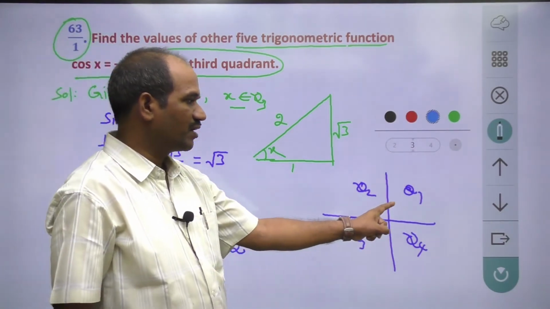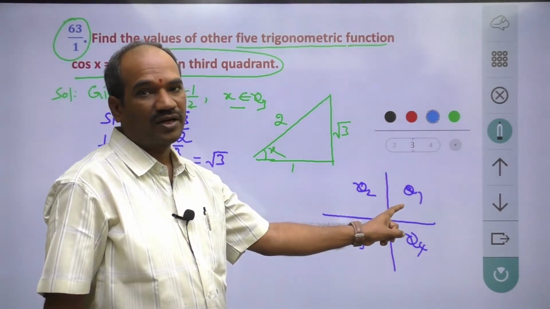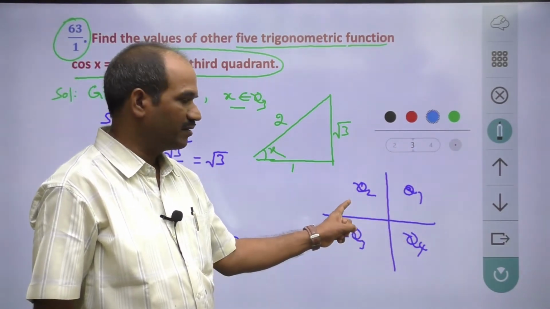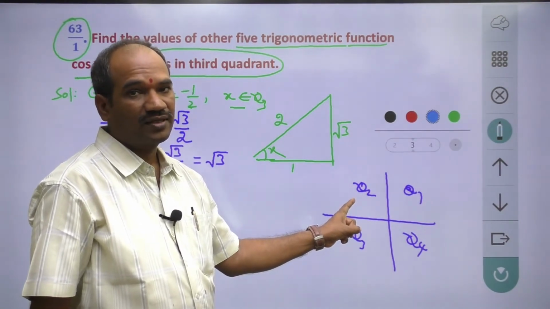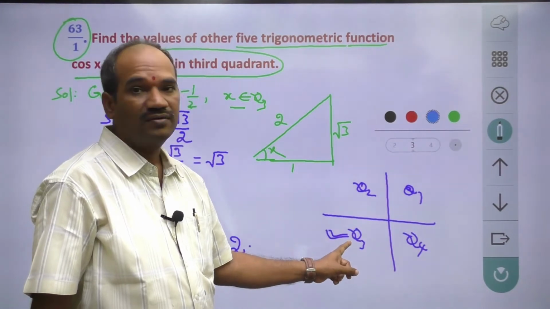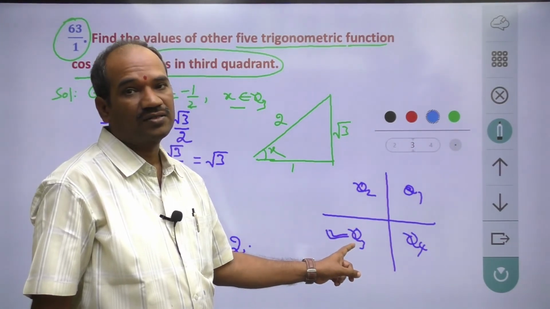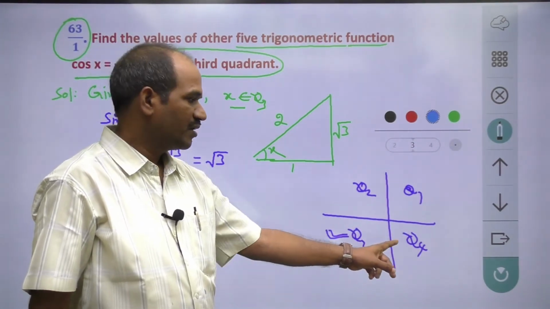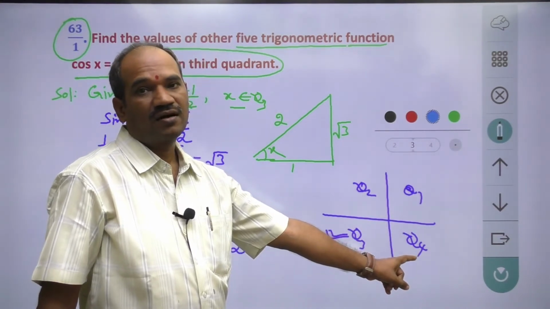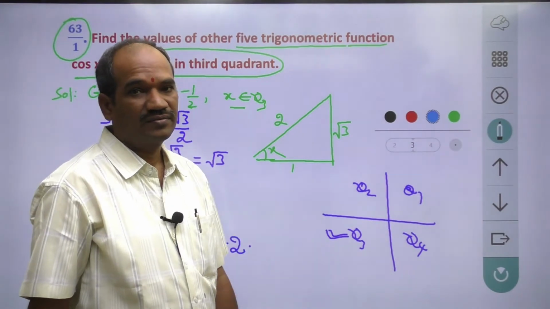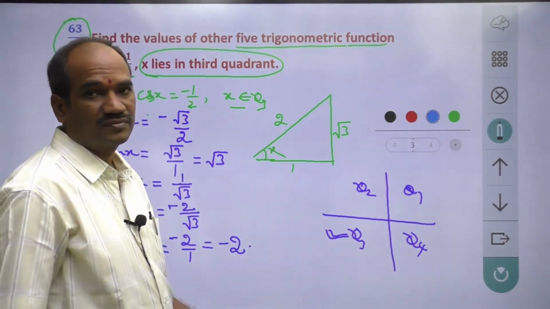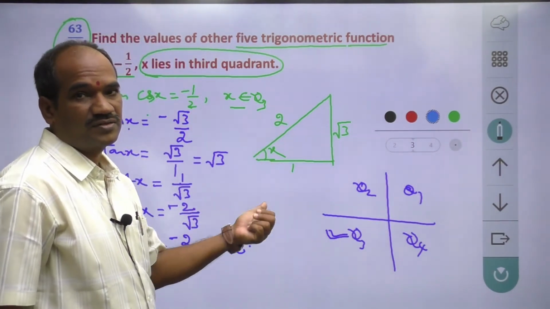In the first quadrant all trigonometric ratios are positive. In the second quadrant sin and cosecant are positive. In the third quadrant tan and cot are positive, remaining are negative. In the fourth quadrant cos and secant are positive, remaining ratios are negative. Write this question one more time, you also practice.